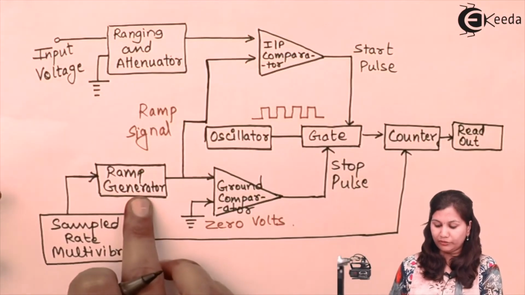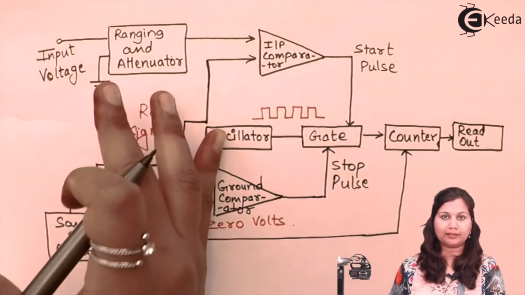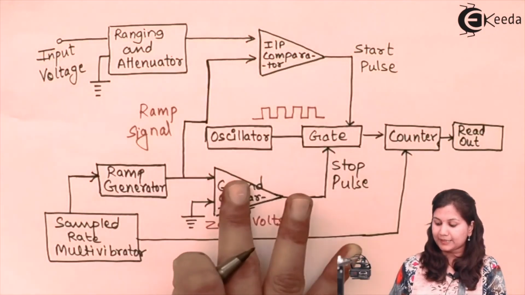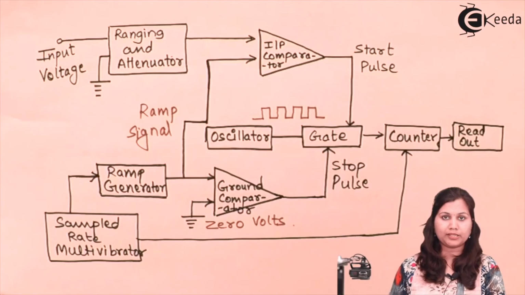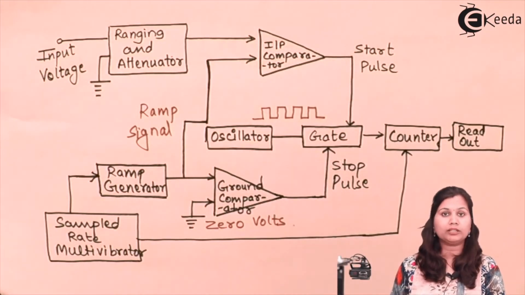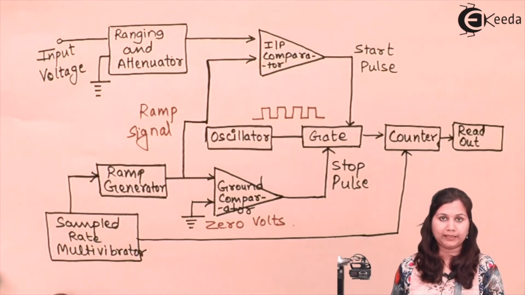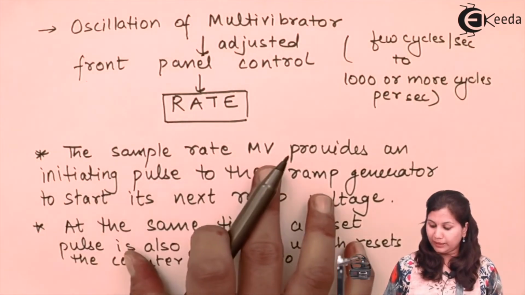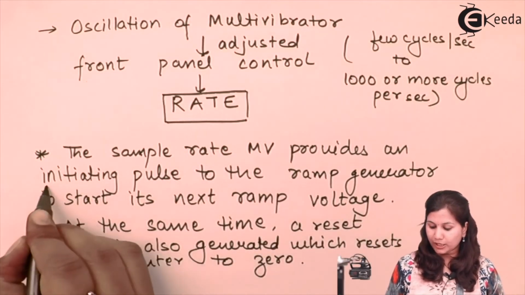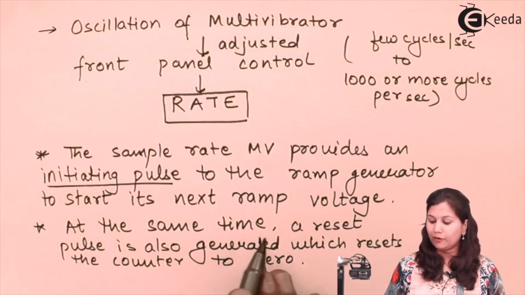Suppose that one time the ramp signal is generated by the ramp generator, comparison has been done and the value of the input signal is shown on the readout. Now for the second measurement, we want the next ramp signal to be generated. That initiation of the ramp generator is done by the sample rate multi-vibrator. So this multi-vibrator provides an initiating pulse to the ramp generator to start its next ramp voltage.